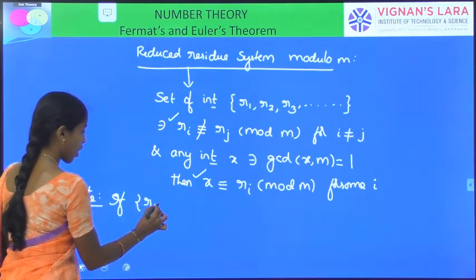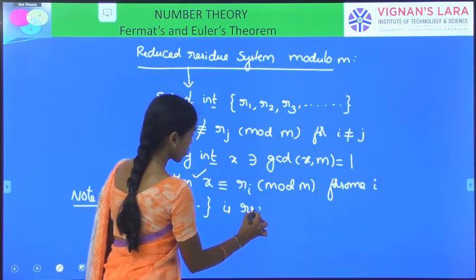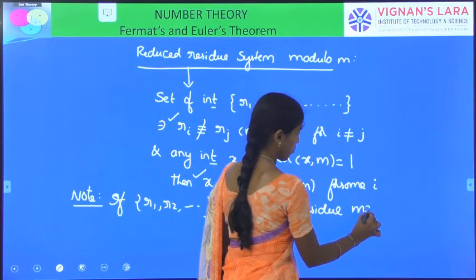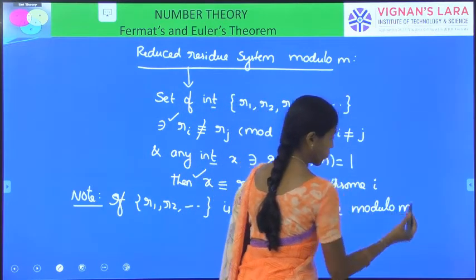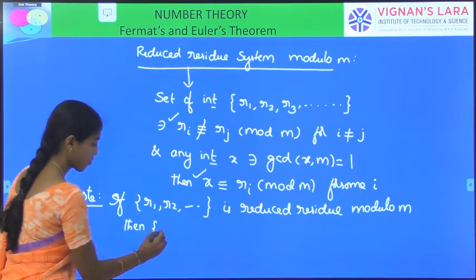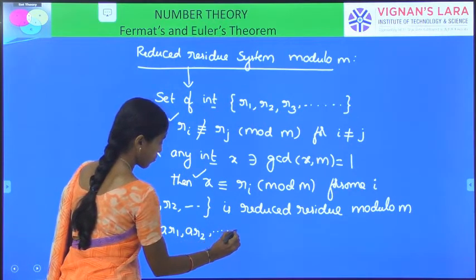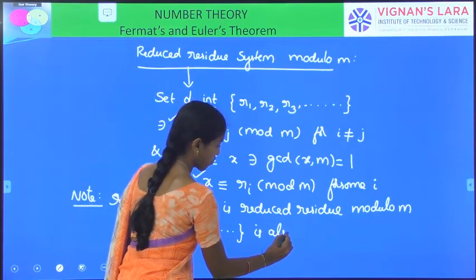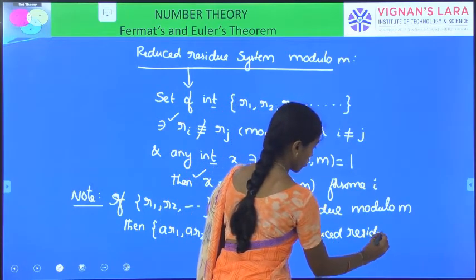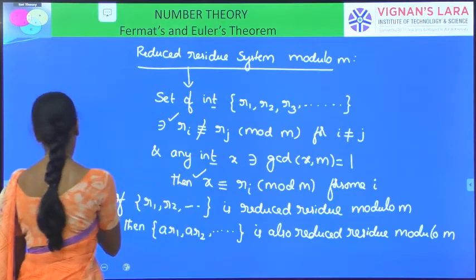if the set R1, R2 and so on is a reduced residue system modulo m, right, then any multiple of these Ri's, that means aR1, aR2 and so on, is also a reduced residue system modulo m, right? We use this note in Euler's theorem.